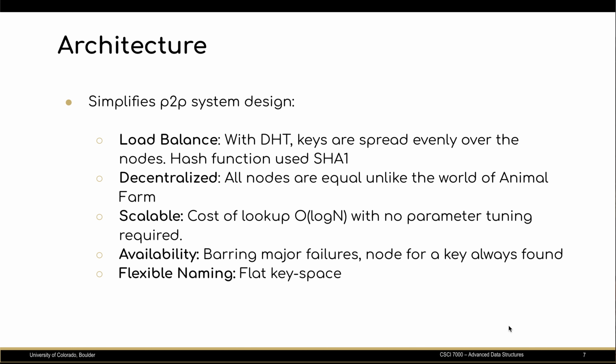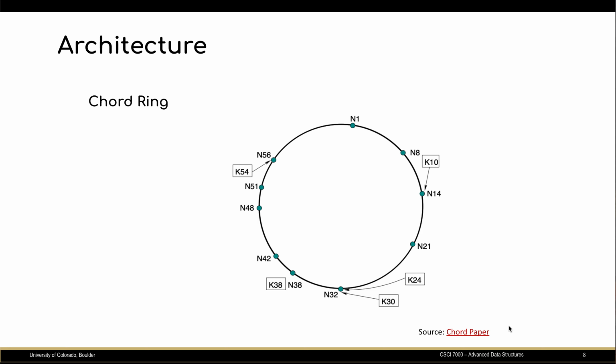Flexible naming, which is very important. Chord does not impose any restrictions on the hierarchy of the key like DNS has. If you look at the IPv4 structure, it follows a very strict domain-ordered namespace, right? And that's how it is resolved. But Chord does not have any such restrictions. It has a flat key space, and it lets the application figure out how to map their own keys to the Chord key. So this is the Chord ring structure.